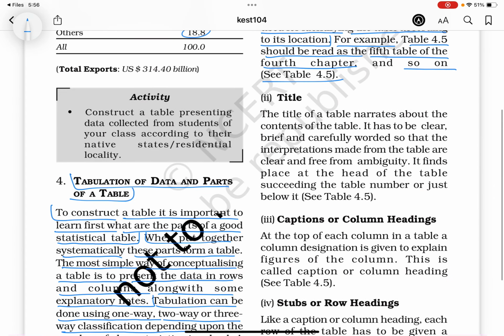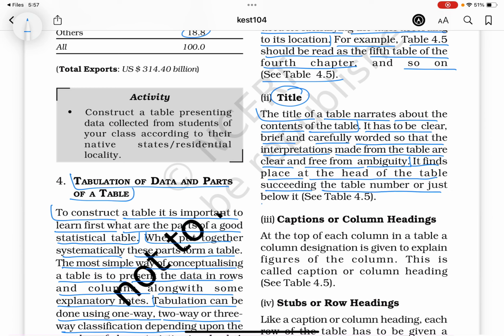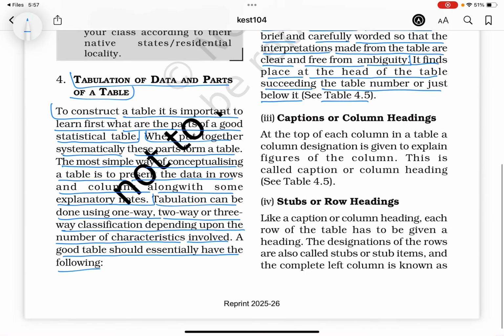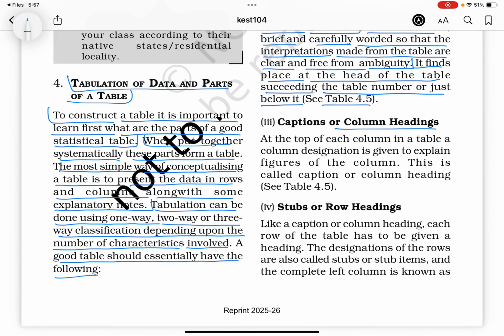See table 4.5. Title. The title of a table narrates the contents of the table. It has to be clear, brief, and carefully worded so that the interpretations made from the table are clear and free from ambiguity. It finds place at the head of the table, succeeding the table number or just below it. See 4.5.